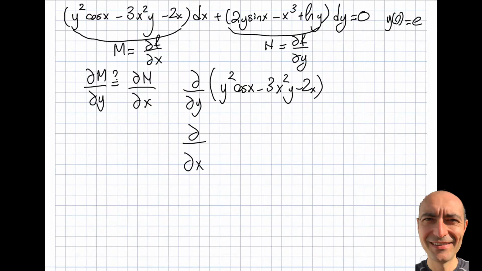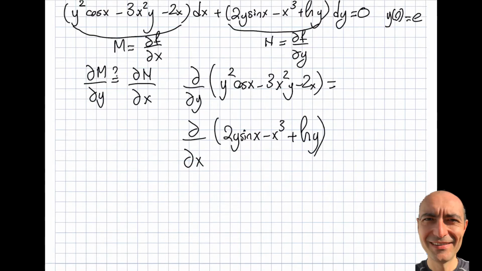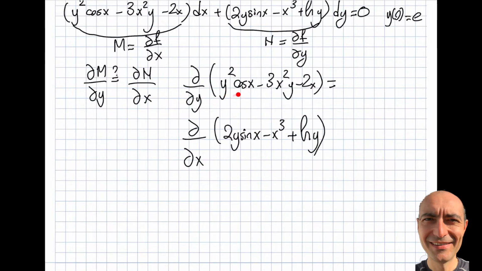And I'll do the same for the N. 2y sine x minus x cubed plus ln of y. Okay, let's not panic and do this one by one. Let's do our best. The first thing will be, let's take a look at the first term. So note that I'm taking with respect to y, be careful. So then this will be 2y cosine of x. Okay, so I got away easily in this one. What's next? The next term is going to be minus 3x squared, and the last term doesn't have any x in it.